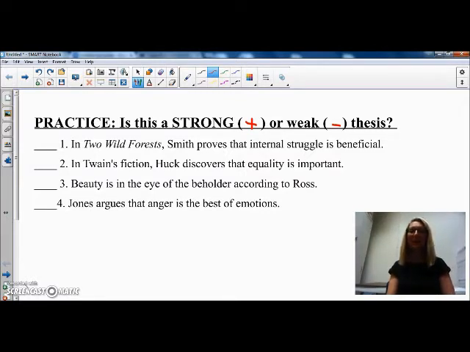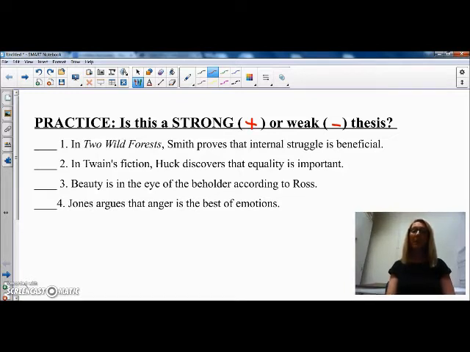We're now going into some practice, 4 practice items about a thesis statement. You can see that we're looking to see if it is strong, marked with a wobbly red plus, or weak, marked with a minus symbol. And so, let's take a look at number 1. Now, we're looking at these 4 items based on the video's information. So disregard conventions or small errors. Those obviously can be polished later. Right now, think about what the video has taught us.